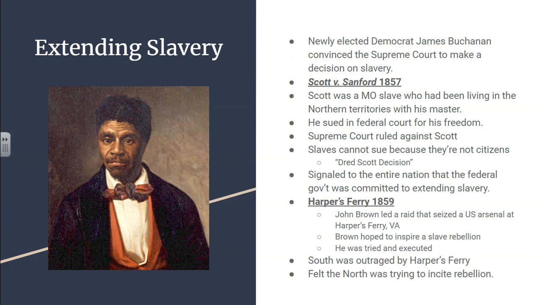Okay. So two things on this slide, because we wrap this up here in a minute. There's the Dred Scott decision, or Scott v. Sanford in 1857. Dred Scott was a slave living in Missouri, or a Missouri slave living in the Northern Territories. His slave master dies. He sues in federal court for his freedom. The Dred Scott decision is important and critical because the Supreme Court rules that slaves cannot sue for their freedom because slaves are not citizens.